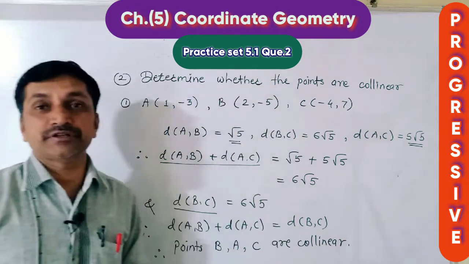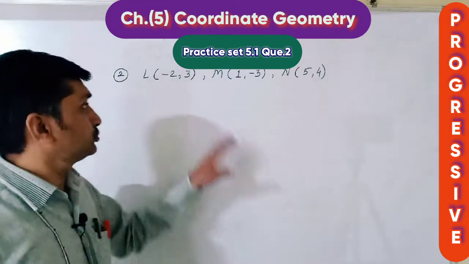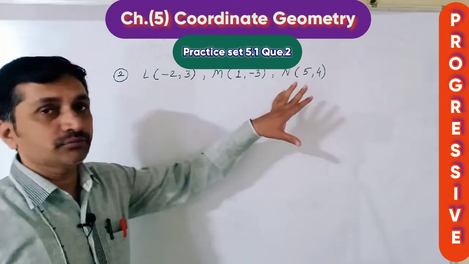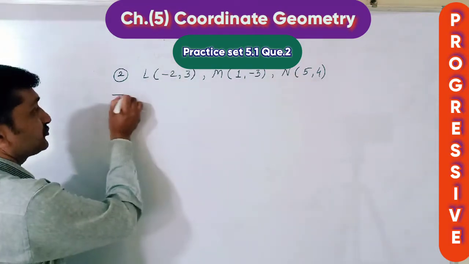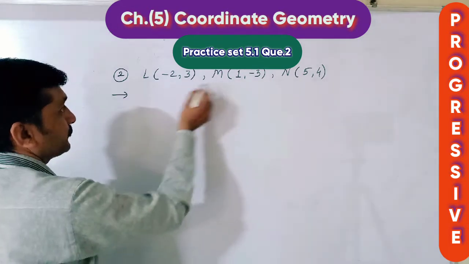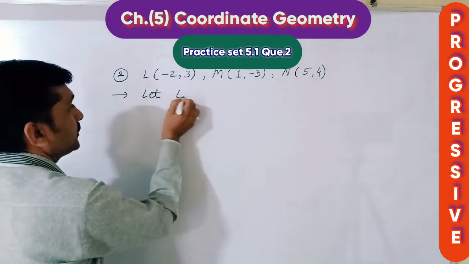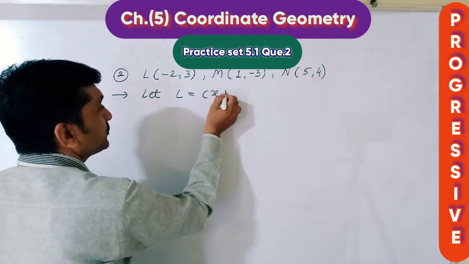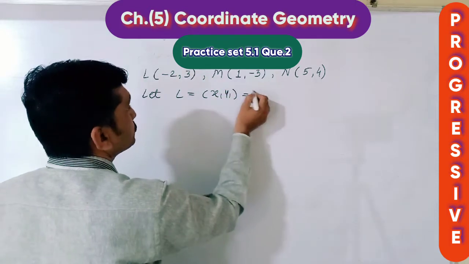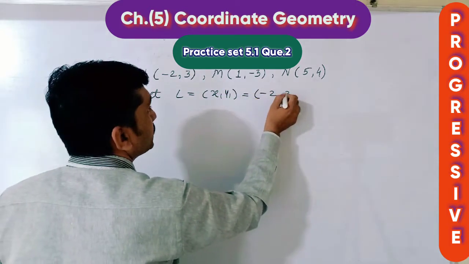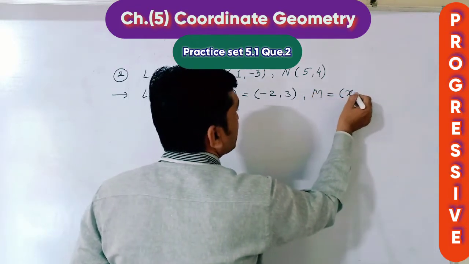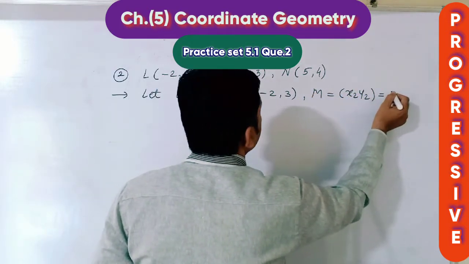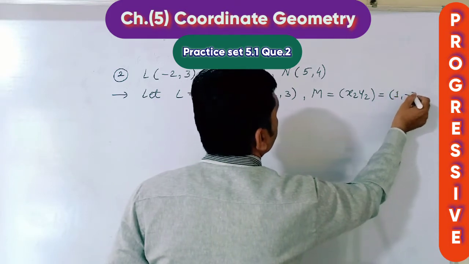Now the example is completed. Now let's see example number 2. Points are L, M, N. We have to determine whether these are collinear or not. And for that let's find all three distances one by one. Let L is equal to x1, y1 is equal to minus 2, 3. M is equal to x2, y2. Coordinates are 1, minus 3.